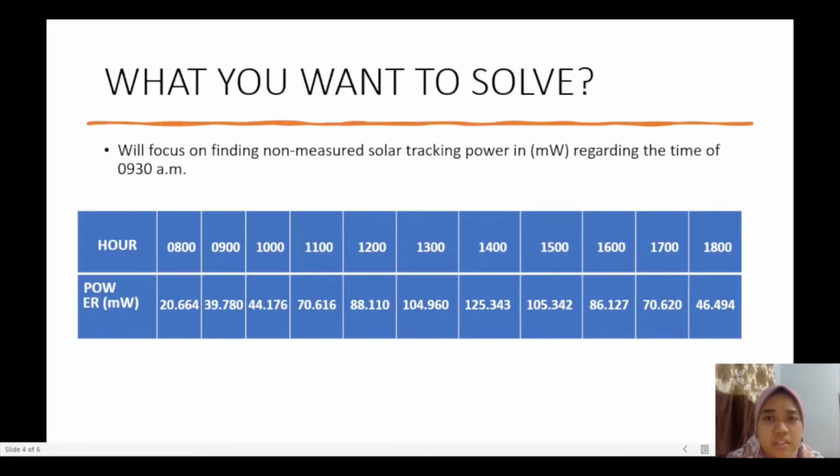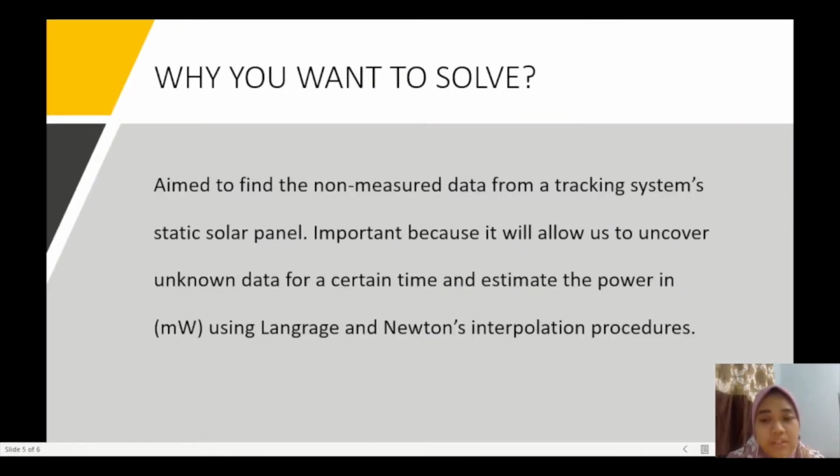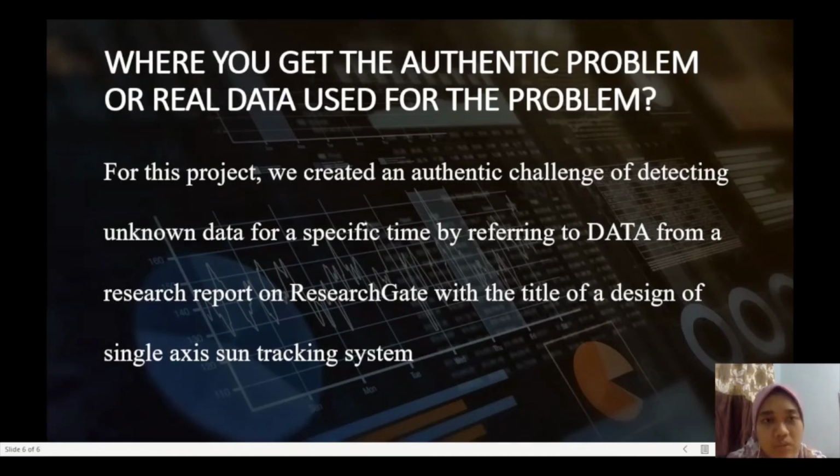And this is the point for the question we want to solve. This finding focuses on the non-measured solar tracking power at the time of 9:30 a.m. and this is the data that we got. What we want to solve, we aim to find the non-measured data from a tracking system versus a static solar panel. It is important because it will allow us to uncover unknown data for a certain time and estimate the power using Lagrange and Newton's interpolation procedure, where we get the authentic problem or real data used for the problem.